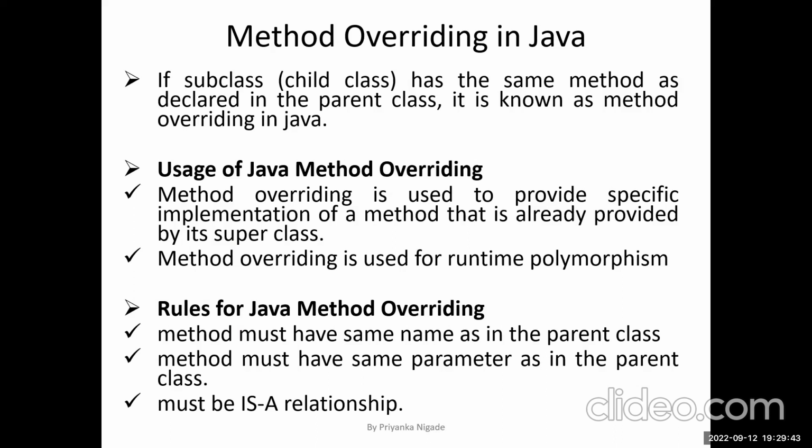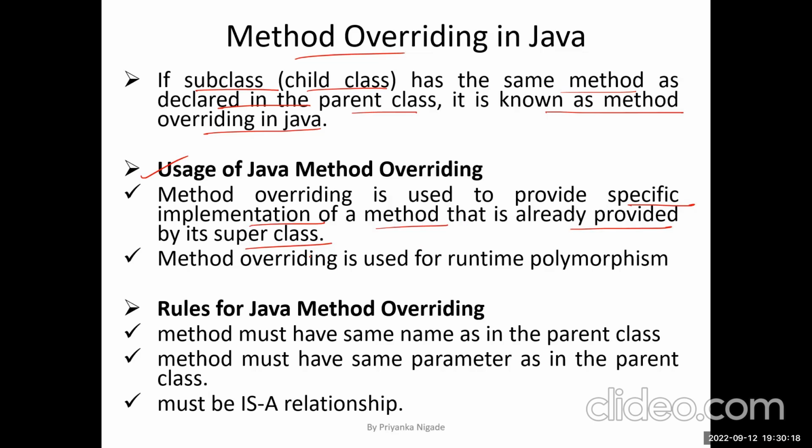One more time, everybody. What is method overriding? If a subclass, that means the child class, has the same method as declared in the parent class, it is known as method overriding in Java. So if the child class has the same method which is already declared by the parent, then it is called an overriding method. What is the usage of this? Method overriding is used to provide a specific implementation of a method that is already provided by its superclass. The super is nothing but the parent class.